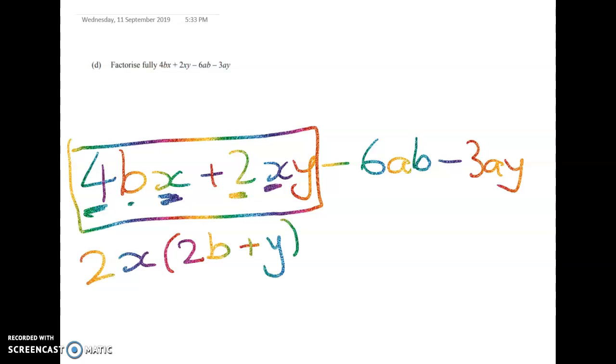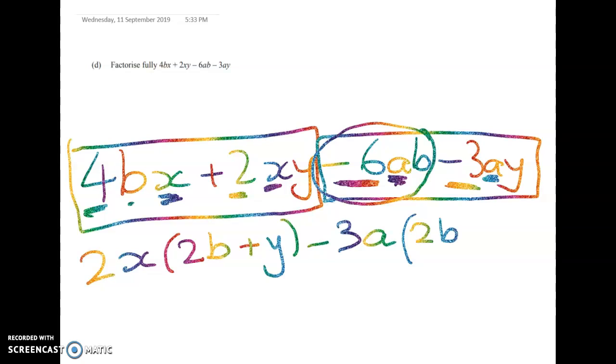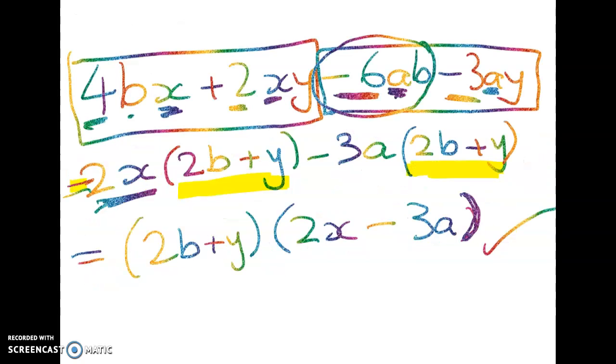Right, now we're going to do the same thing for the next pair. So here's the next box we're going to put around. What have I got? Well, I've got minus 6ab minus 3ay. So I can see that there's a common factor of 3. So we'll pull out minus 3, and then I've got a here and a here. So I've got minus 3a times what will give me all of this? Well, it's going to be times 2b, and now it's going to be plus y.